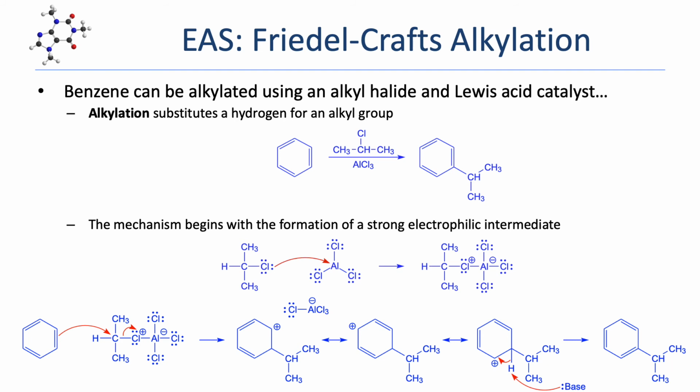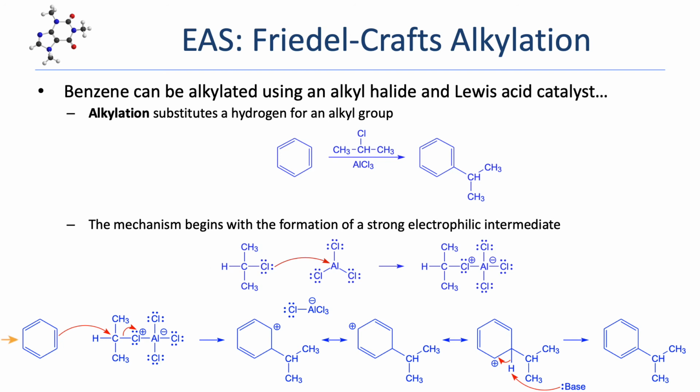Once again, the reaction mechanism starts with the formation of a powerful electrophile. In this case, the alkyl halide acts as a Lewis base, reacting with the Lewis acid aluminum chloride to form an adduct, in a similar reaction to what we saw in the halogenation. This adduct then serves as the electrophile in the EAS reaction.